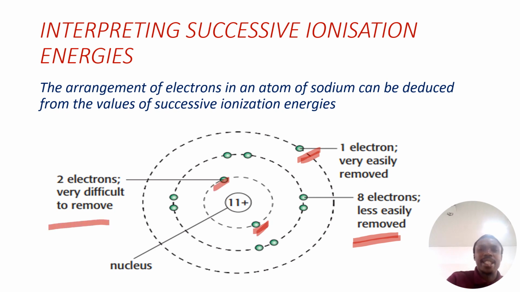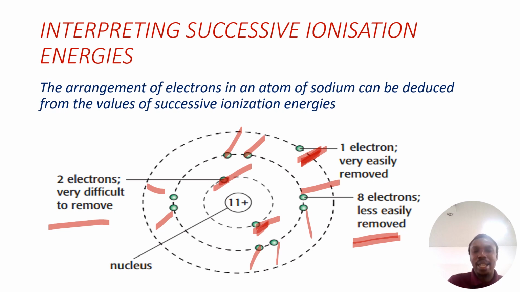Remove the first electron, you have the first ionization energy. Removing the next, you have the second ionization energy, third, fourth, fifth, sixth, seventh, eighth, ninth, the 10th ionization energy, and the 11th ionization energy. You are removing 1 electron at a time. As you remove the electrons, you get closer to the nucleus, so the ionization energy increases as a result of the attraction from the nucleus. So it's easy to interpret successive ionization energy from the arrangement of electrons in an atom.